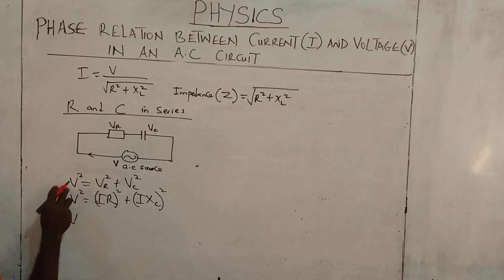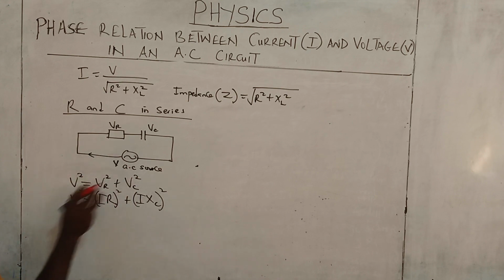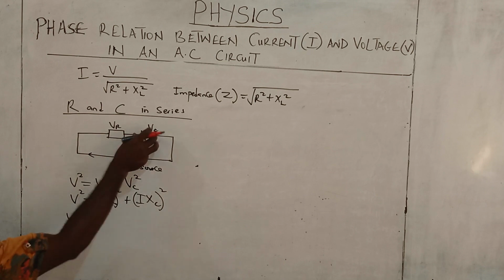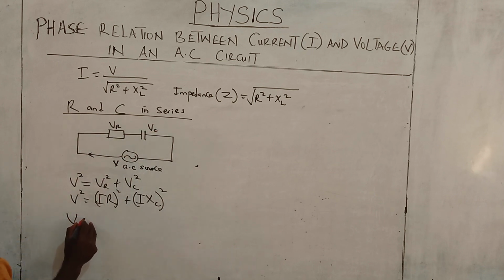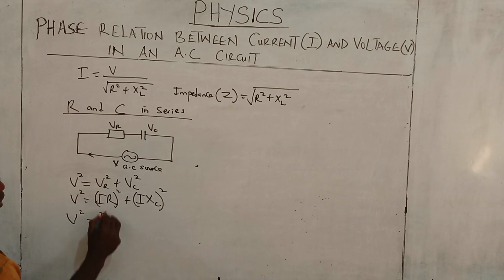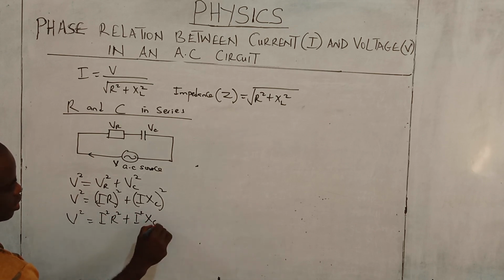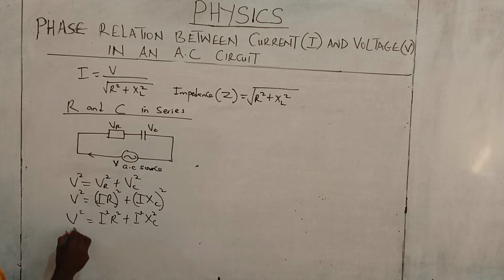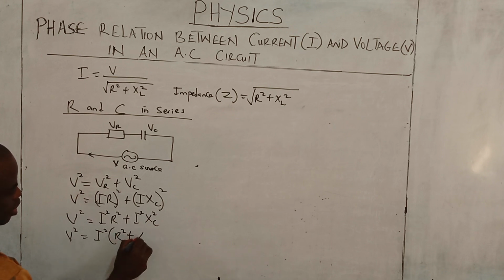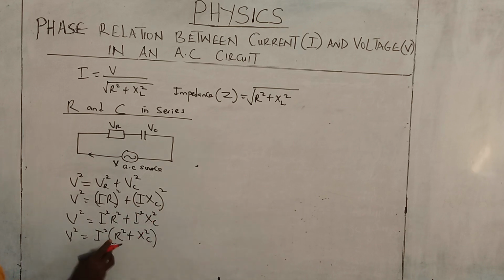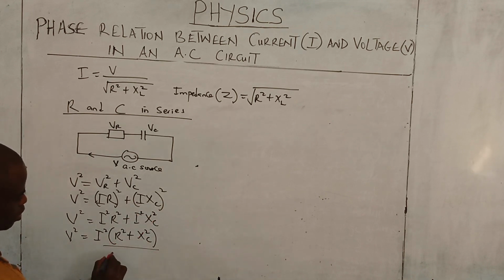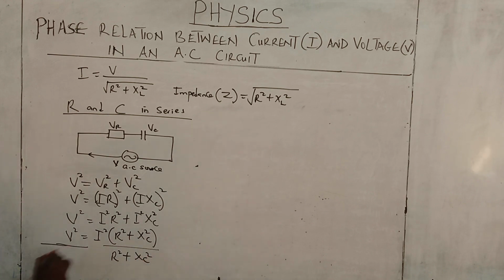Now you have to square it because you are doing Pythagoras theorem. V source is equal to the square of the two voltages added. Now you have V squared equals I squared R squared plus I squared XC squared. V squared equals, factorize out I squared, R squared plus XC squared.